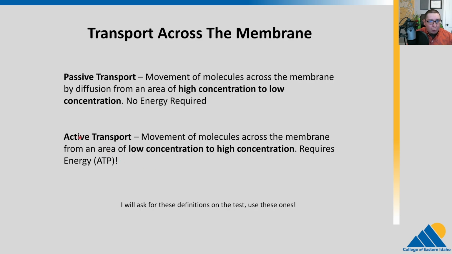So passive transport. Passive transport requires no energy because it is the movement of molecules across a membrane by diffusion. Remember, we talked about diffusion previously. That's from an area of high concentration to an area of lower concentration. That's what's causing the movement. That is why no energy is required, and passive transport will occur because of this concentration gradient.